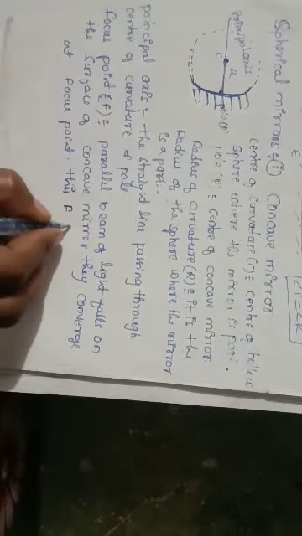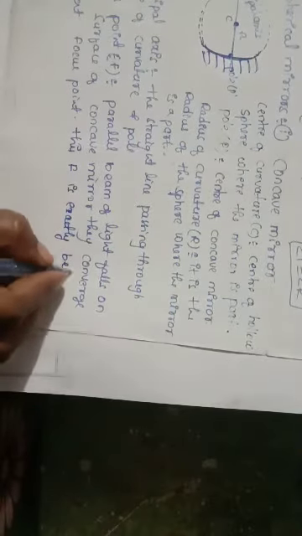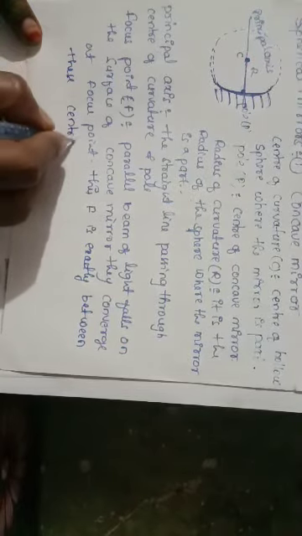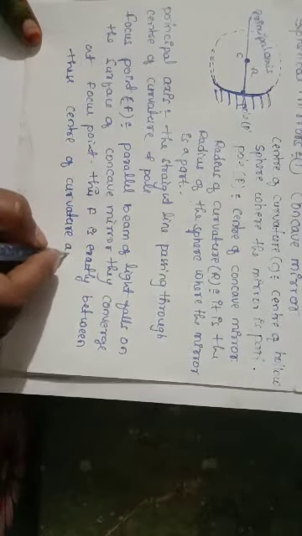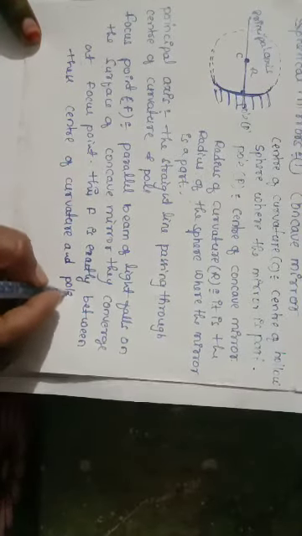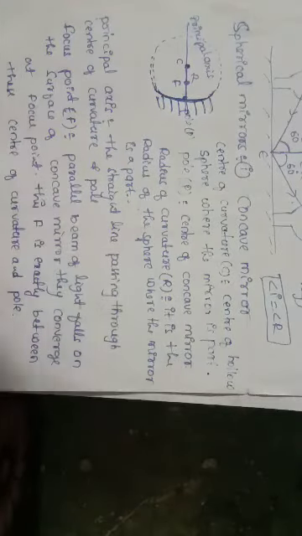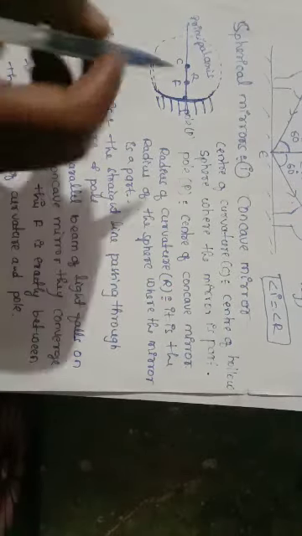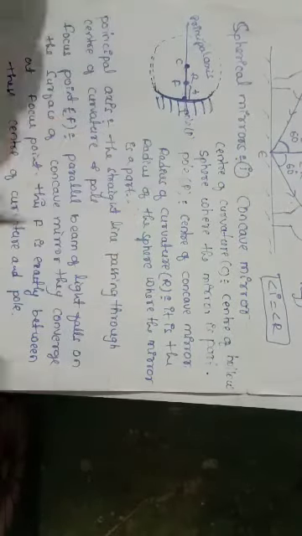This F is exactly between the center of curvature and the pole. So let us say here is the focus point. The distance between the pole and the focus point F is called the focal length, indicated by small f.